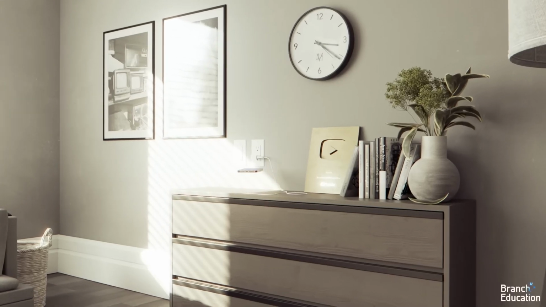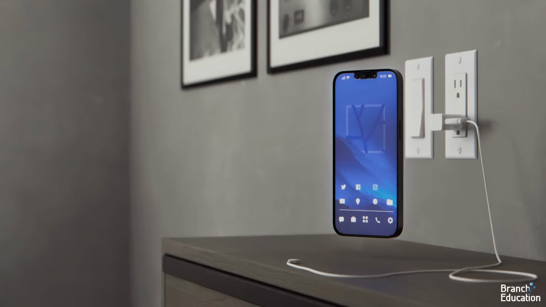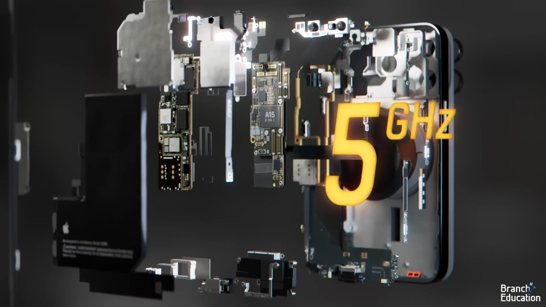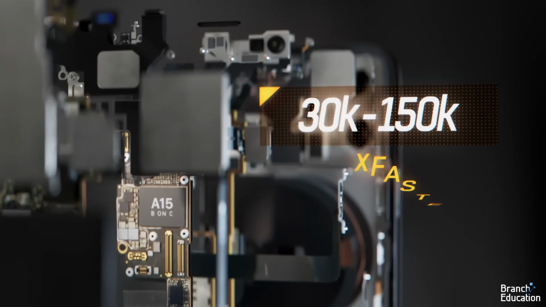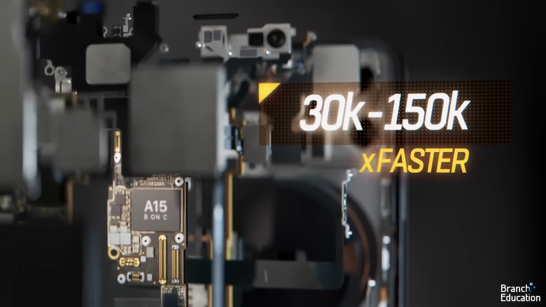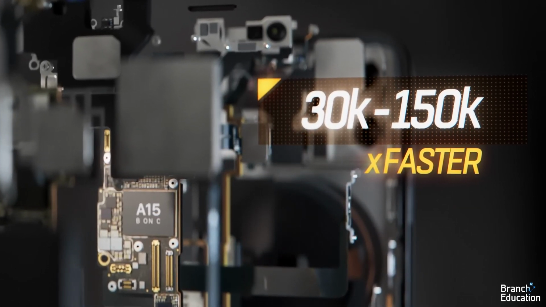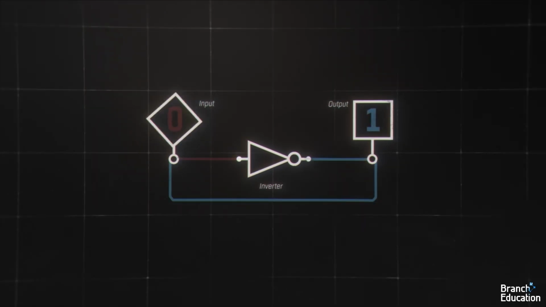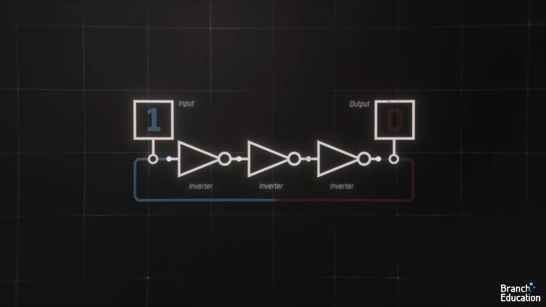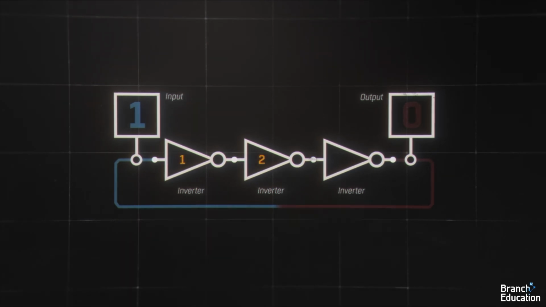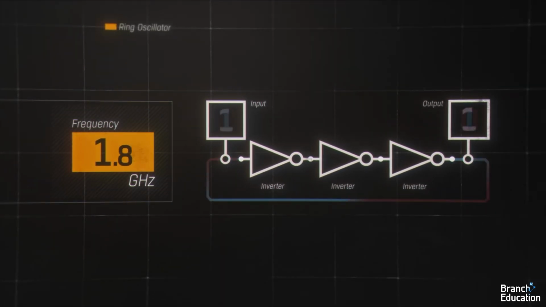Let's move on and see how smartphones and computers generate a clock between 1 to 5 gigahertz, which is 30 to 150,000 times faster than a single oscillation of this quartz crystal tuning fork. Let's look again at this inverter loop back upon itself and add 2 more inverters into the loop, thus creating a ring oscillator. Due to the odd number of inverters, the output rapidly oscillates between a 1 and a 0. These inverters can operate incredibly quickly and can easily reach the gigahertz frequency range and higher.